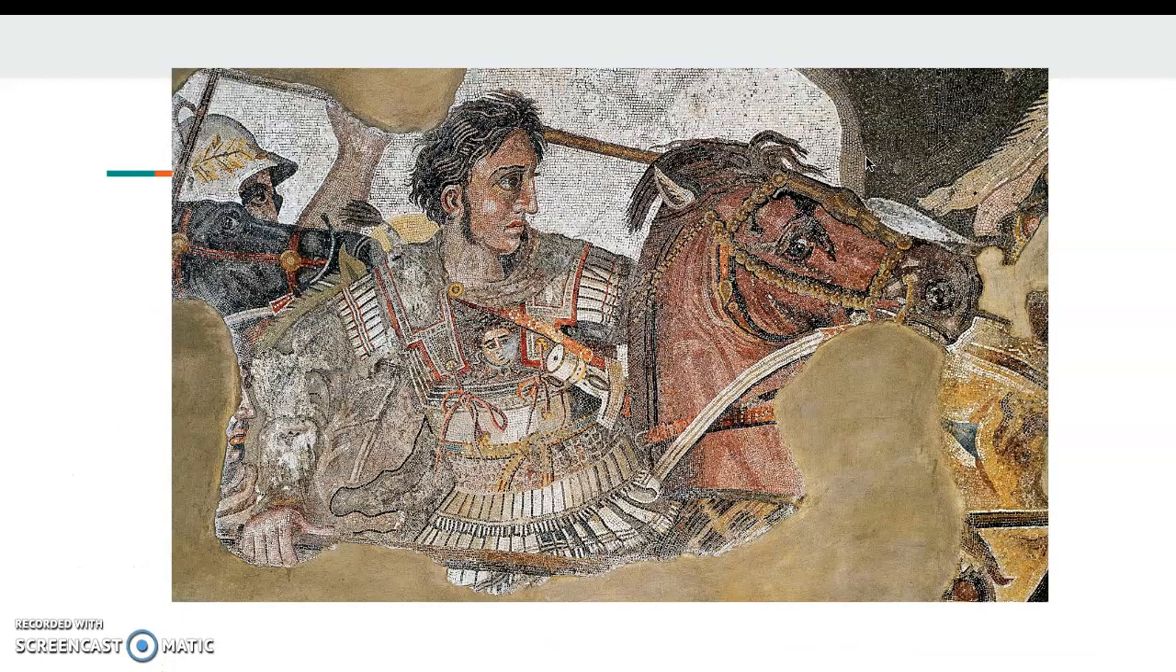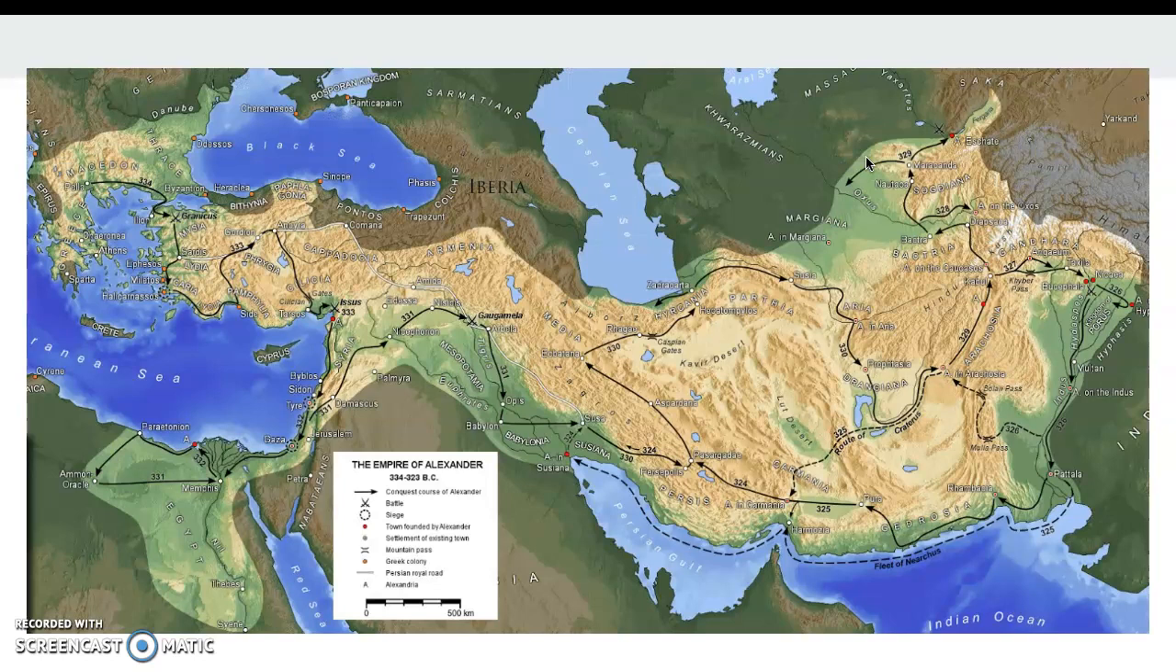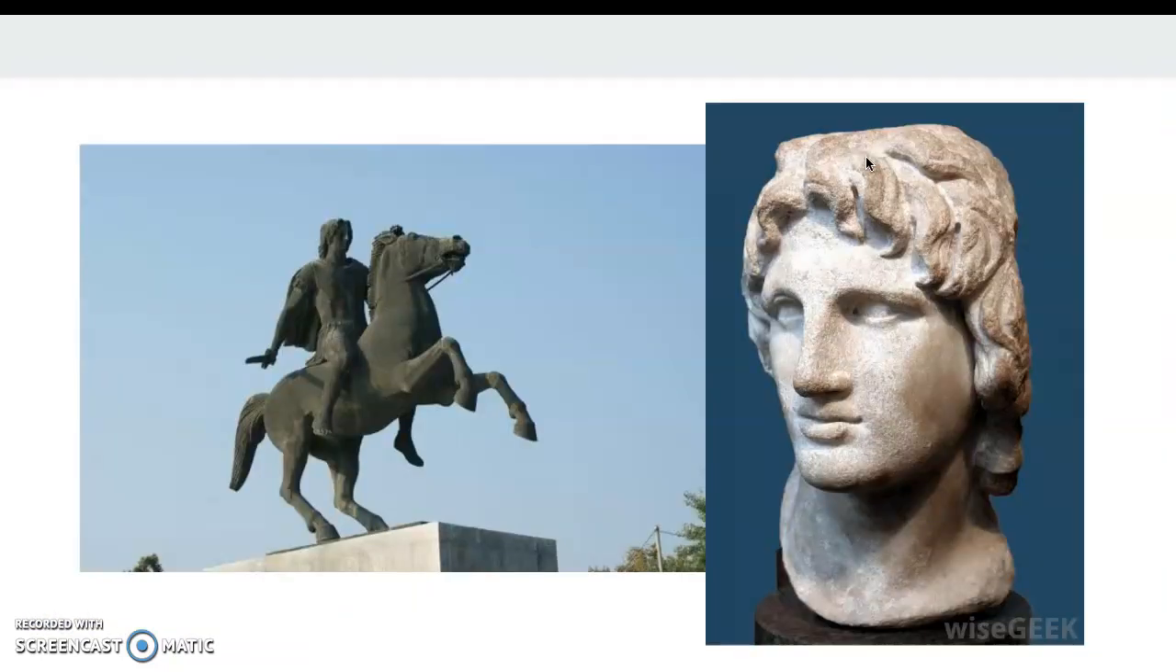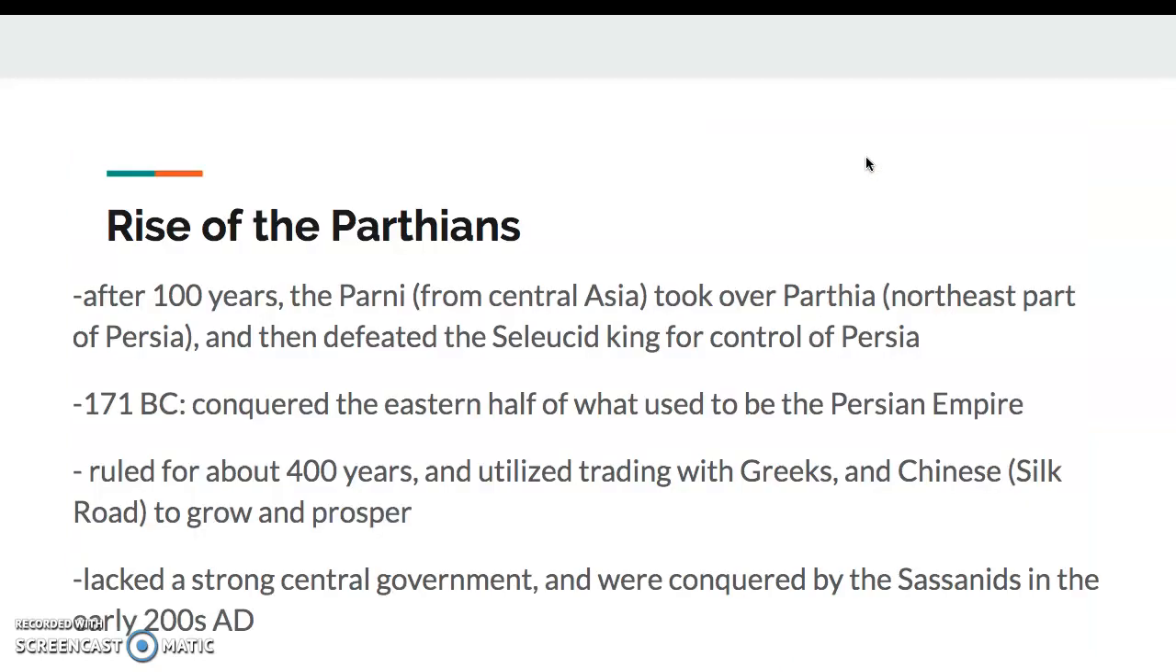There's a mosaic of Alexander the Great. And this is the empire of Alexander before he died that he managed to accomplish in a few short years. However, because of his death, he was unable to hold on to it, really unable to enjoy the splendors of what he got. The rise of the Parthians.